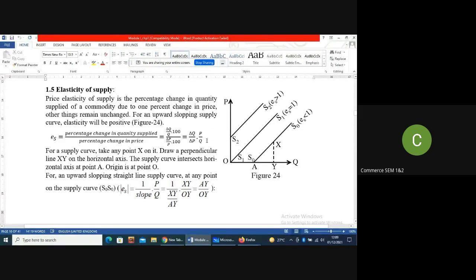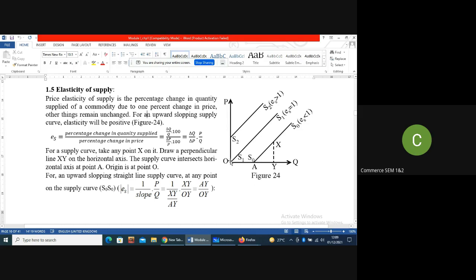So price elasticity of supply is the percentage change in quantity supplied of a commodity due to a 1% change in its price, other things remaining unchanged. Now for an upward sloping supply curve like these curves, elasticity of supply will be positive.